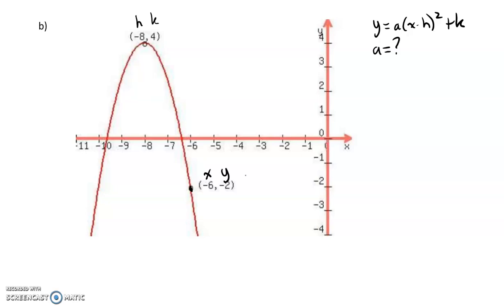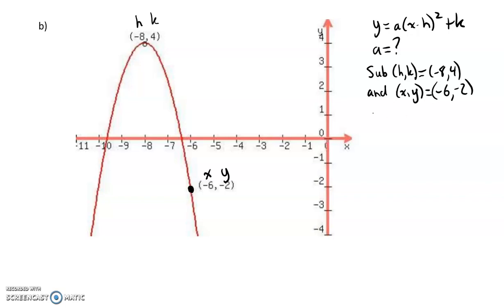Now here's why. We know that x and y change along this whole parabola. But at this specific point right here, x and y are on this parabola. And so if we can sub in x and y, and we can sub in h and k, we have only one variable that we don't know, and that's that a value right there. So let's go ahead and sub these in. So the first thing I'm going to sub in is h and k is equal to -8 and 4. And then I'm also going to sub in that x and y is equal to -6 and -2.